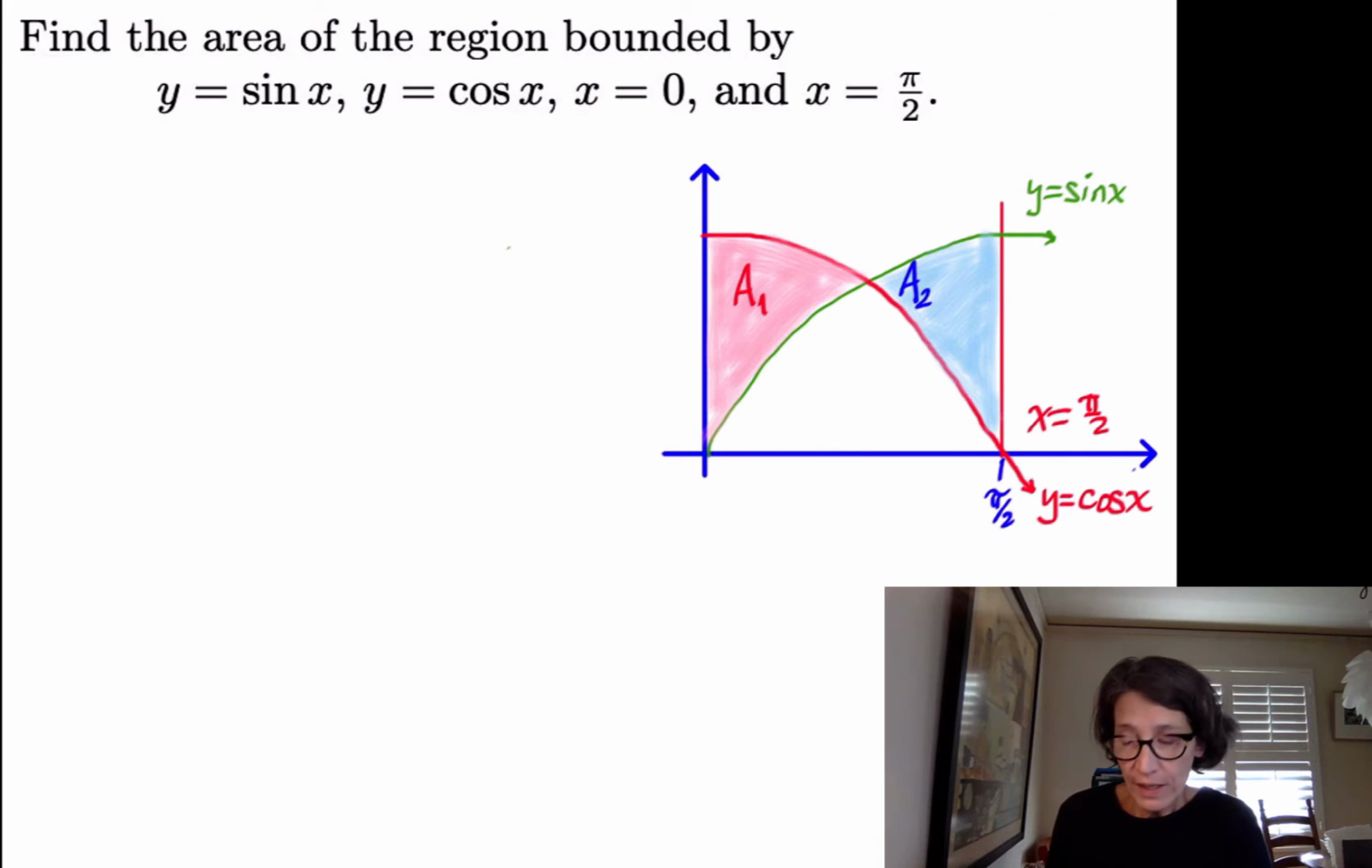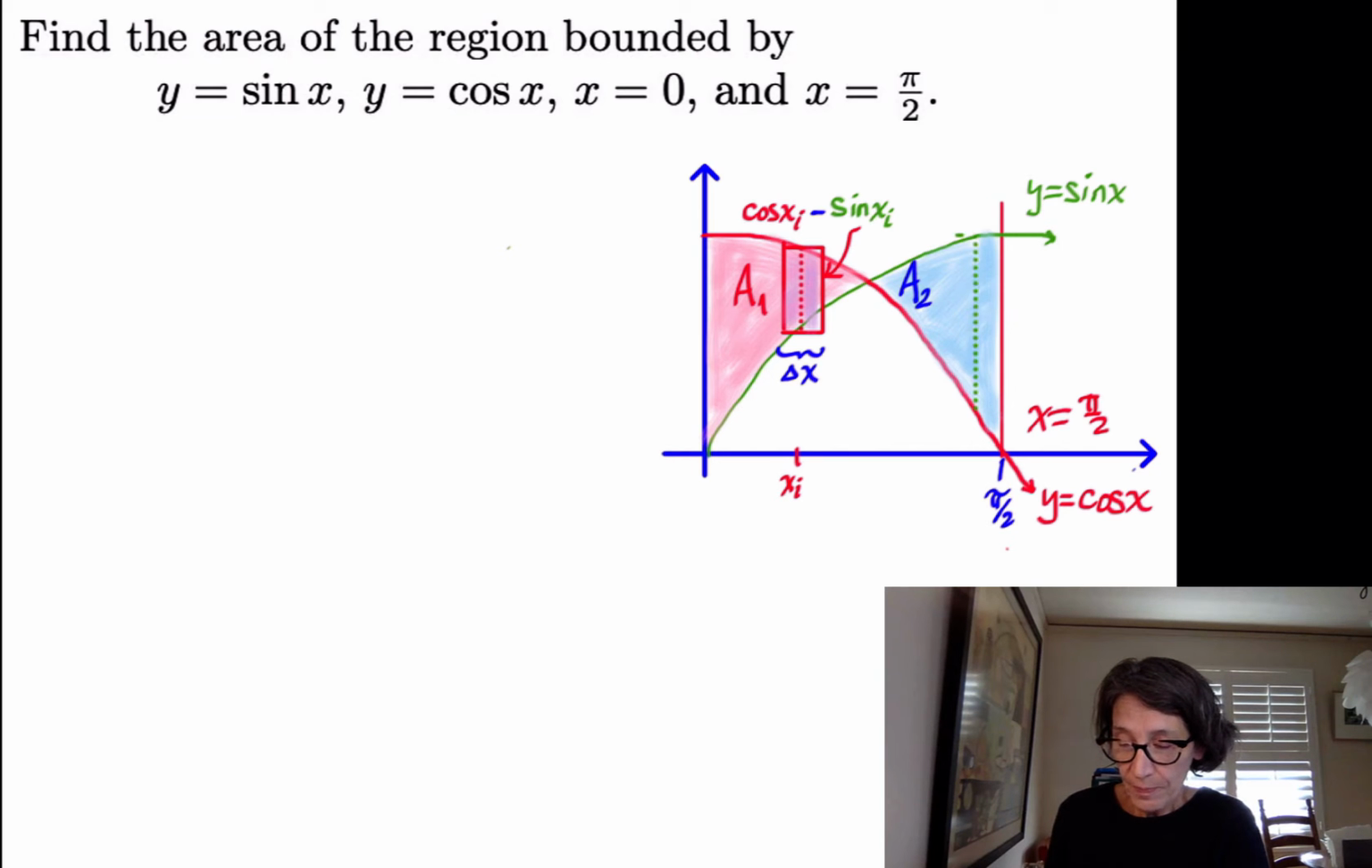Now, notice that if we draw a representative rectangle, just pick a representative xi in the first region, then a representative rectangle looks like that, and it always has width delta x. And the height of that particular rectangle is going to be the y-coordinate on the cosine curve minus the y-coordinate on the sine curve. So it's cosine of xi minus sine of xi. That's the height of that rectangle.